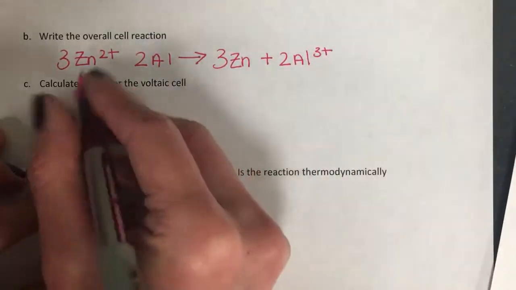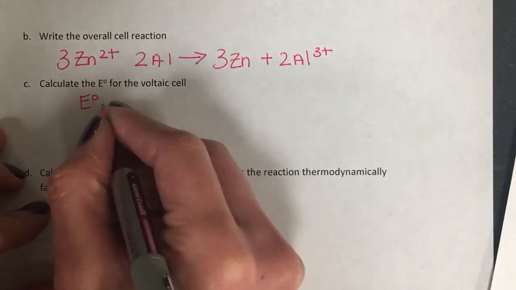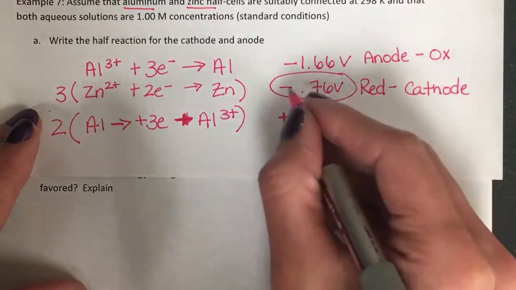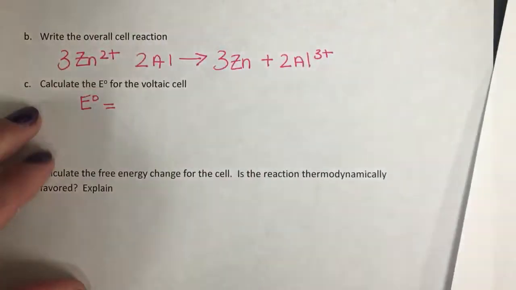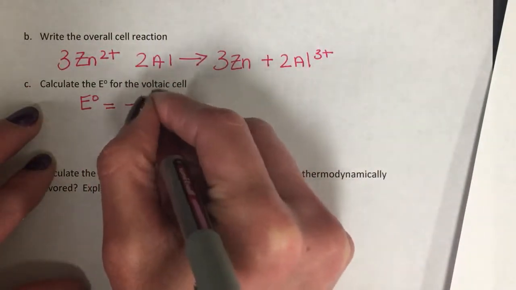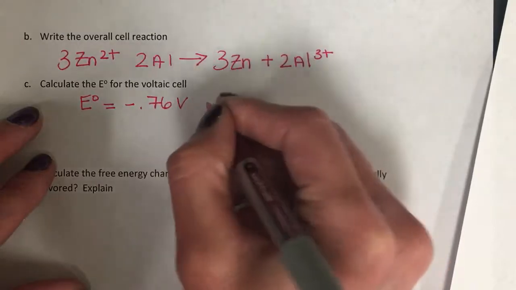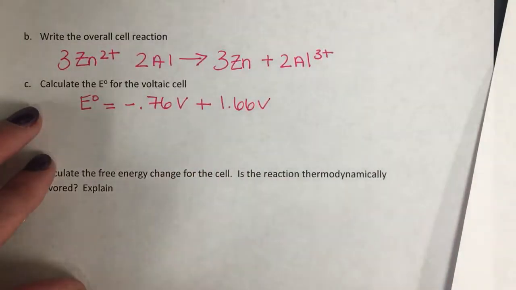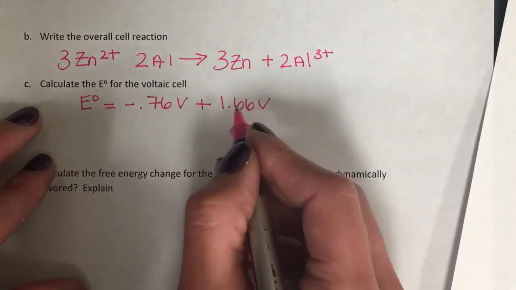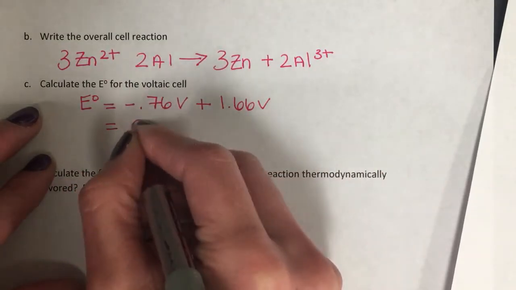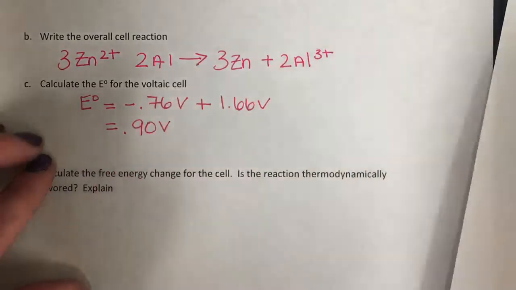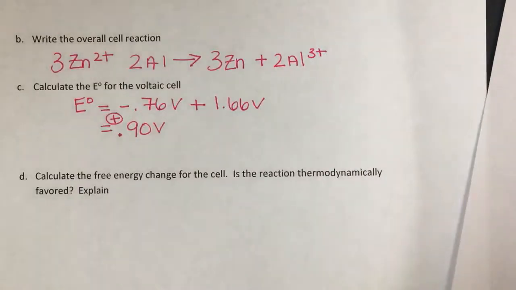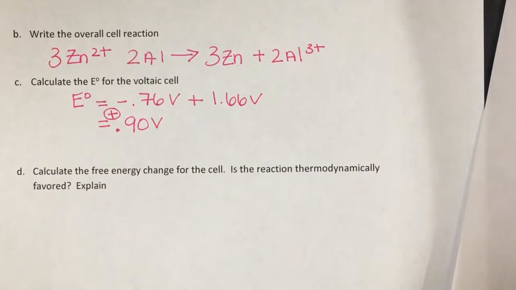Now my E cell for the voltaic cell is going to be my cathode, negative 0.76 volts, minus my anode, so negative 0.76 plus 1.66, I get a positive 0.90 volts. It's a positive because this occurs spontaneously.